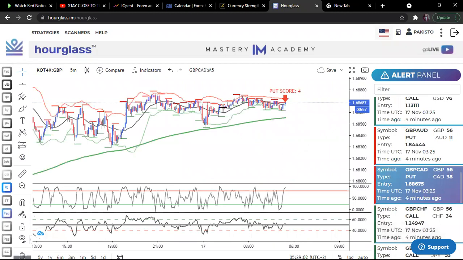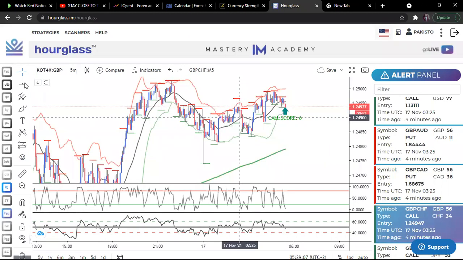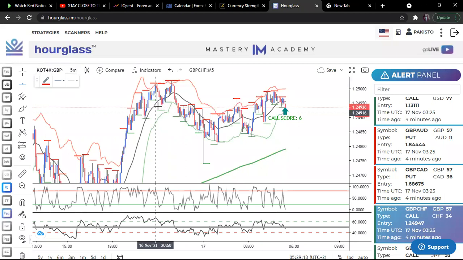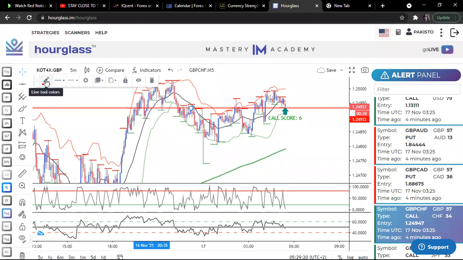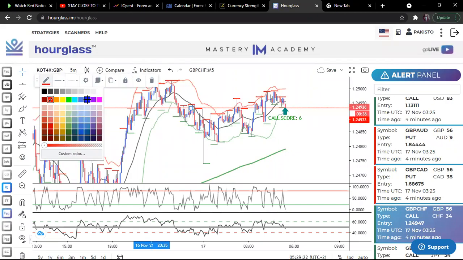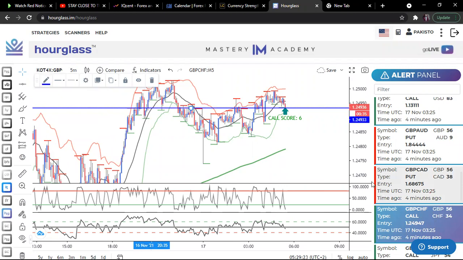GBP CHF looks like it is coming in on a good buy opportunity right now, ladies and gentlemen. Let's see how it's going to play out in the next 30 seconds.